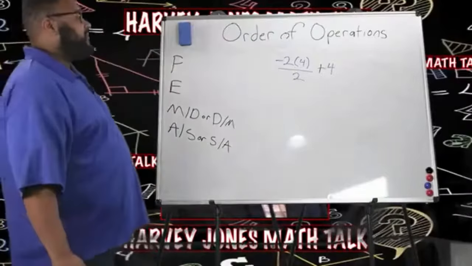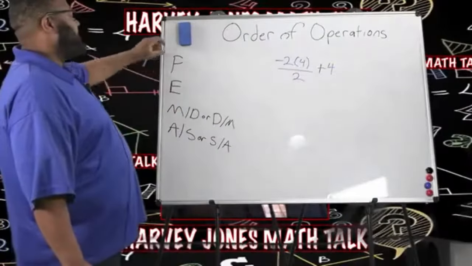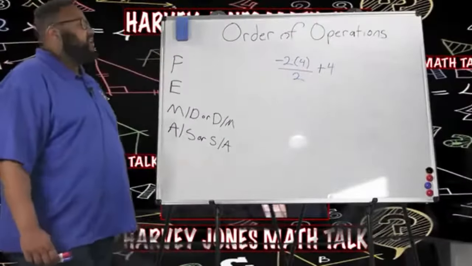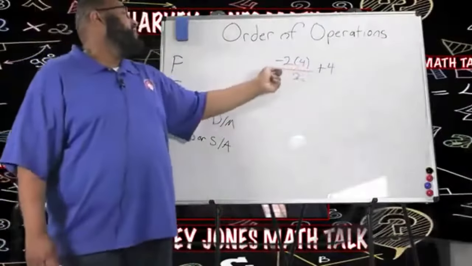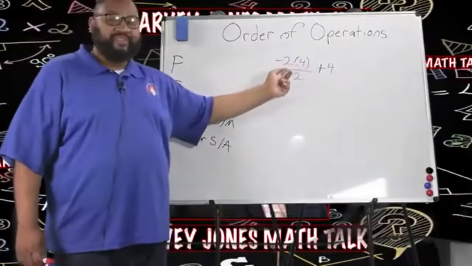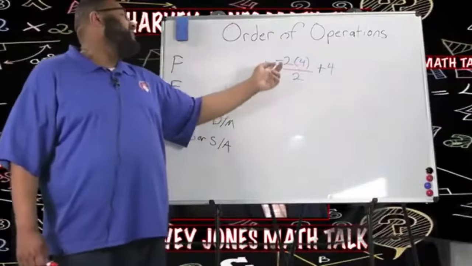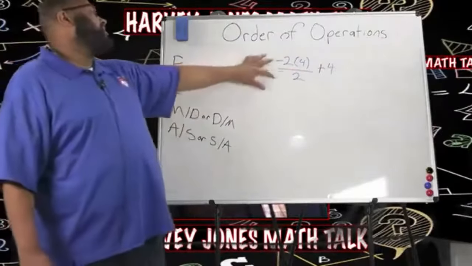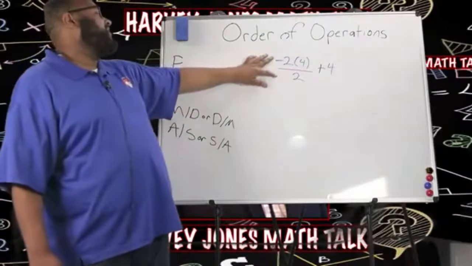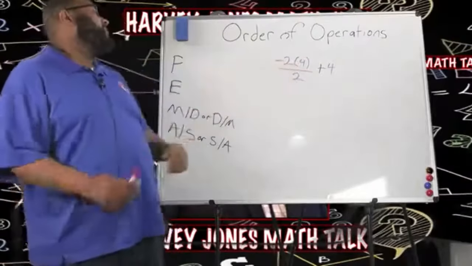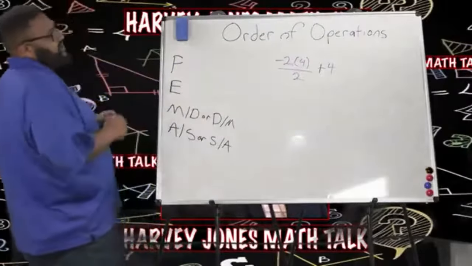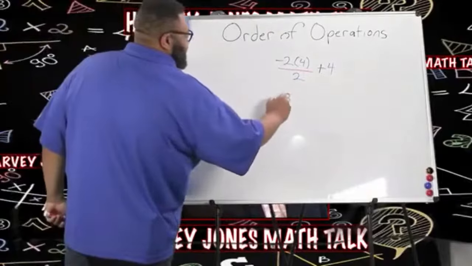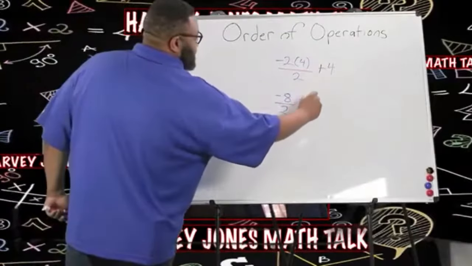All right, so let's figure out what we got to do first. Are there parentheses or other grouping symbols? Yes. This is this piece right here. But guess what, folks? Even though this is a grouping symbol, we want to do what's in our grouping symbol first. So what we got to do first here is do the multiplication. 4 times 2 will be 8. So that's negative 8, divided by 2 plus 4.